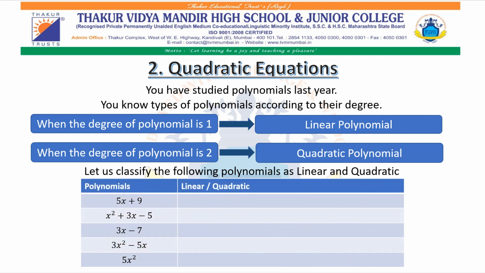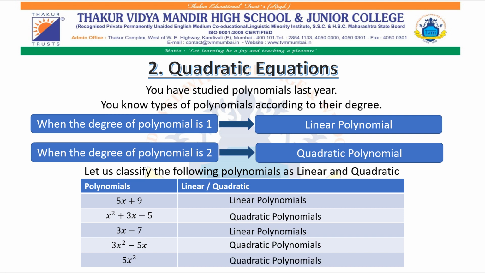In example number 1, the degree of the polynomial is 1. Therefore, it will be called as linear polynomial. In example 2, the degree of the polynomial is 2. Therefore, it will be called as a quadratic polynomial. In third example, again the degree is 1. It will be called as a linear polynomial. Example number 4, degree is 2. It will be called as a quadratic polynomial. And in the last example again, the degree of the polynomial is 2. It will be called as quadratic polynomial.